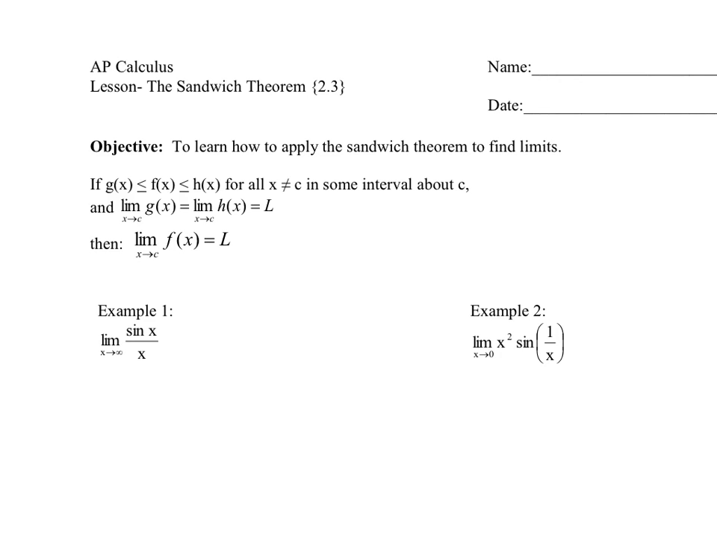For all x unequal to c in some interval about c, then the limit as x approaches c of g of x is equal to the limit as x approaches c of h of x equals L. Then the limit as x approaches c of f of x equals L, which I think makes perfect sense, totally, without further explanation.